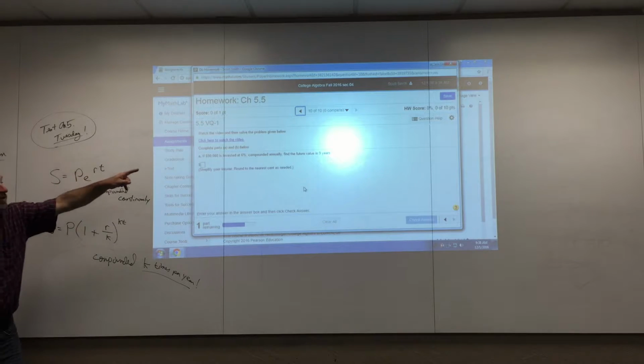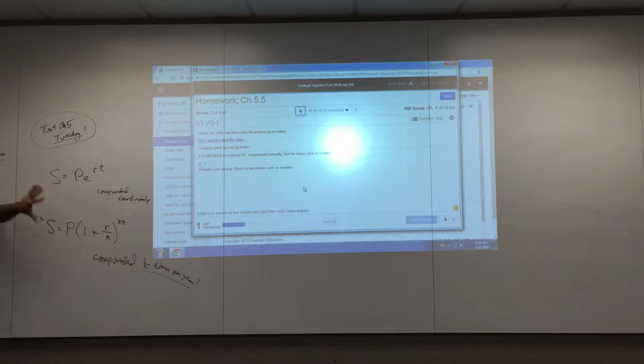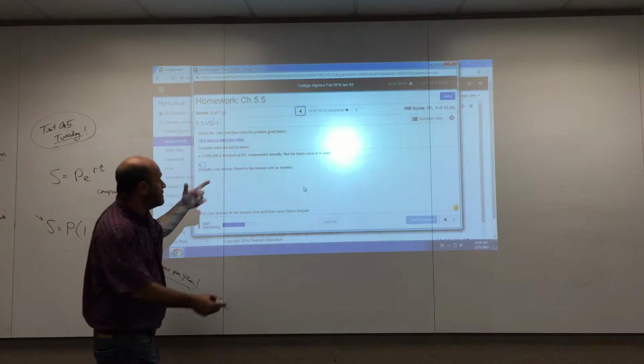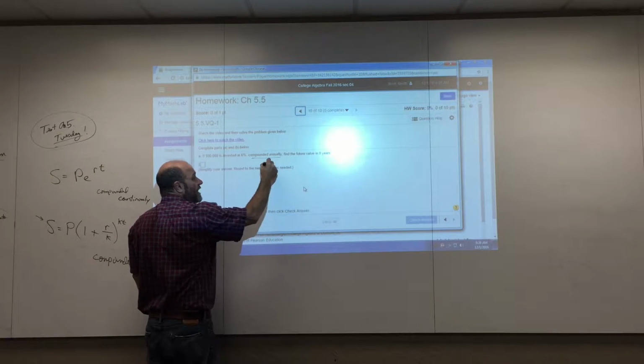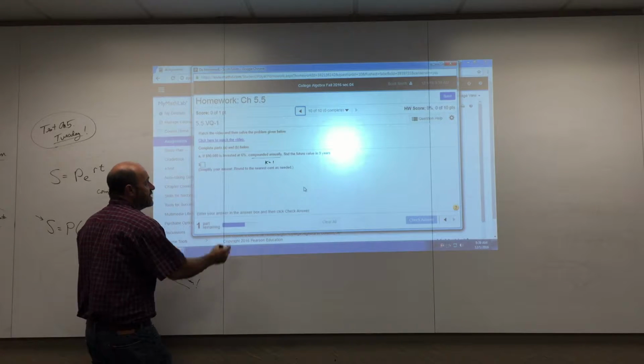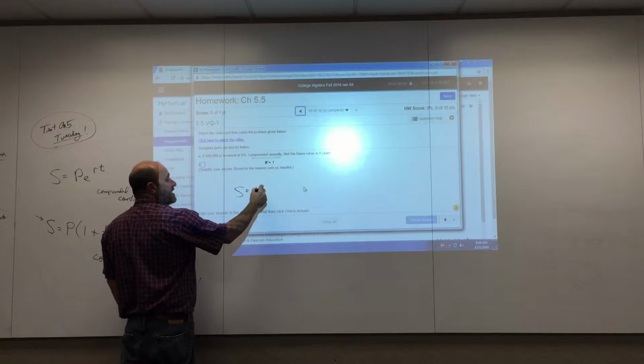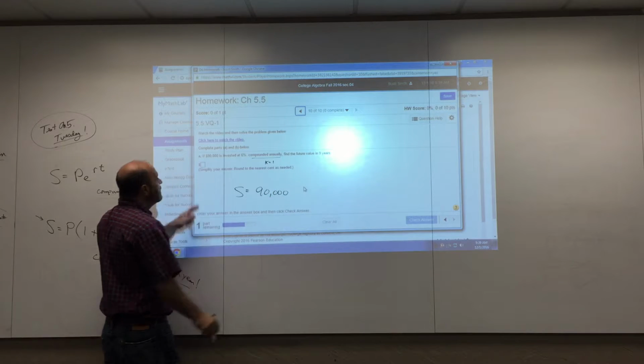If it's compounded annually, which formula am I using? This one. And k is 1, which is really easy. When it's compounded annually, that's my main thing: I've got to read the words and realize k is 1. I'm going to just try this one real quick. So S is 90,000.